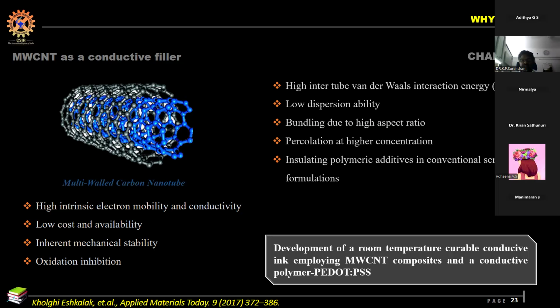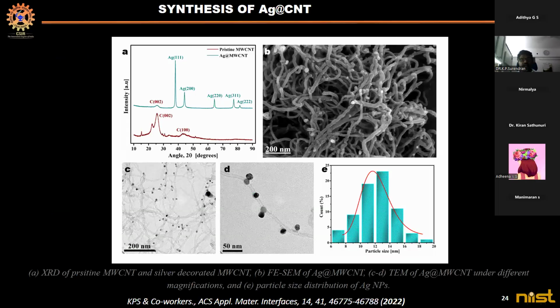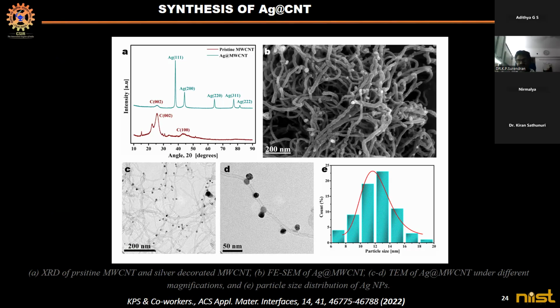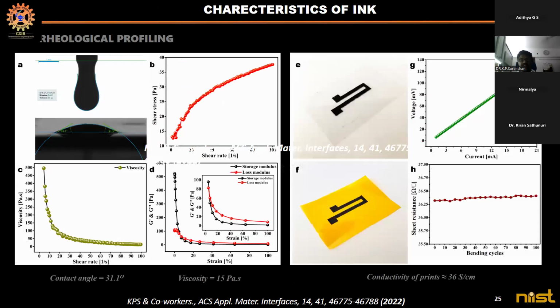So what we have done is that we have decorated silver nanoparticles on top of the multi-walled carbon nanotubes, and then we made this material a standard material for fabricating the conductive ink for printing. Okay, not for printing the antenna, but the sensor. So we printed the sensor. This is basically the sensing element. But there is a problem with this.